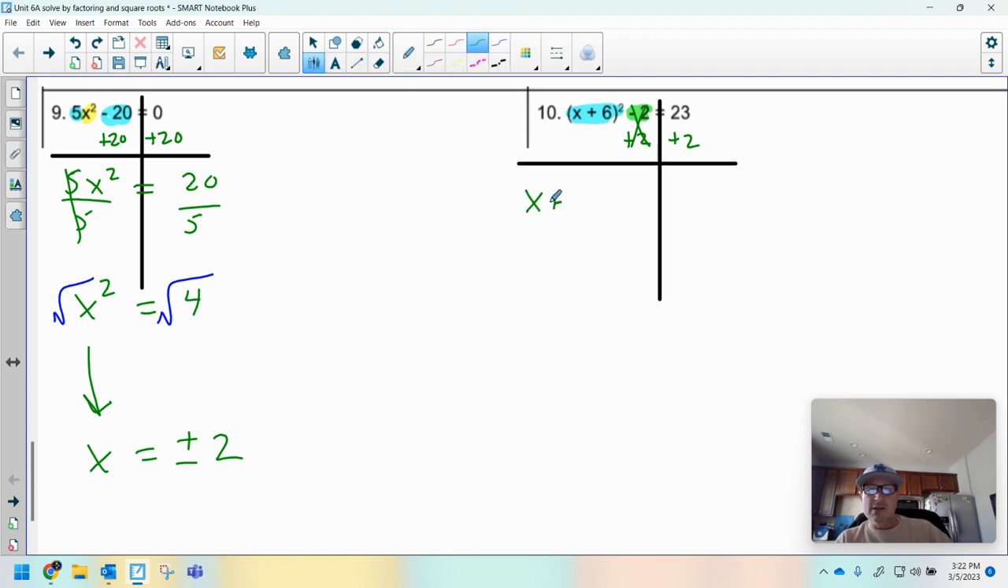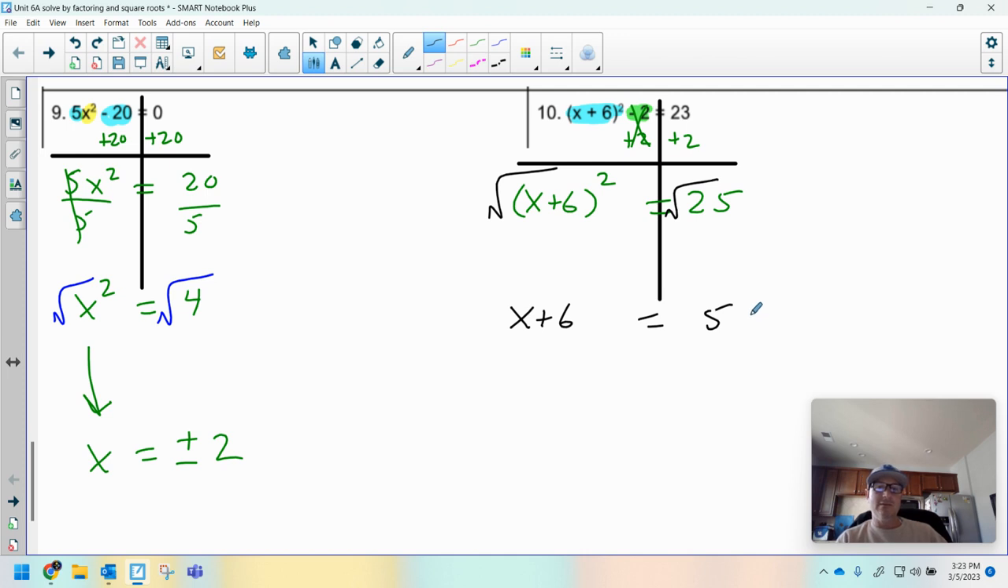X plus 6, still in parentheses, squared, equals 25. How do I get rid of a square? I take the square root and I'm left with exactly what I have. If I take the square root of x plus 6, I'm going to be left with x plus 6 just by itself, not squared. And that's going to equal the square root of 25. That's going to equal 5.